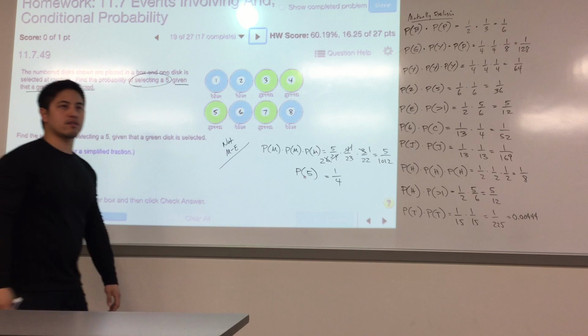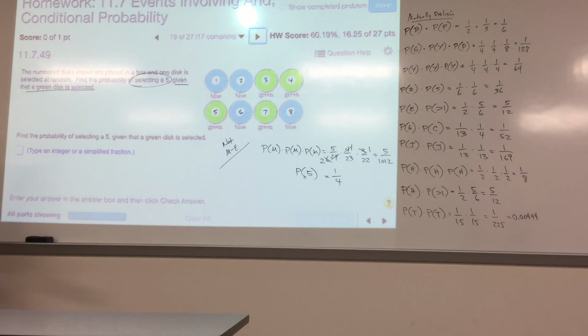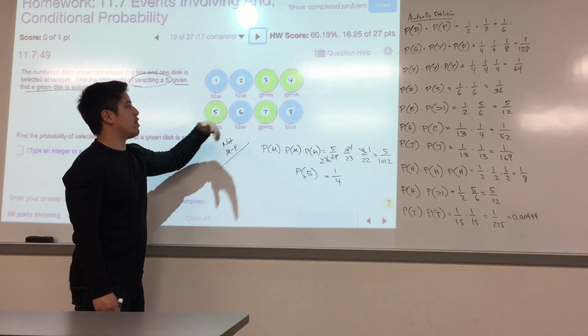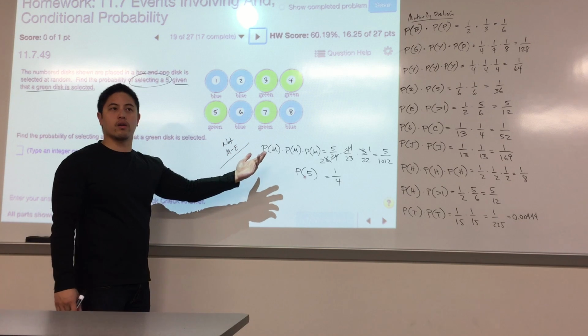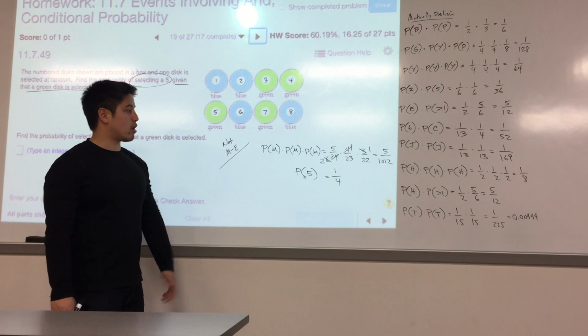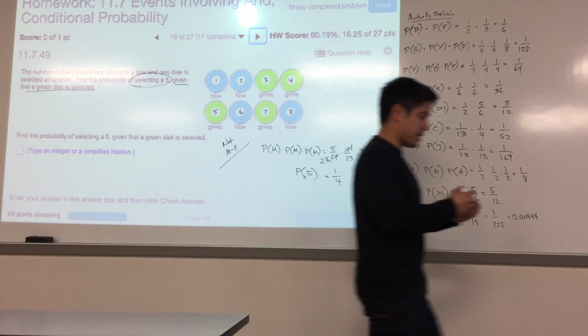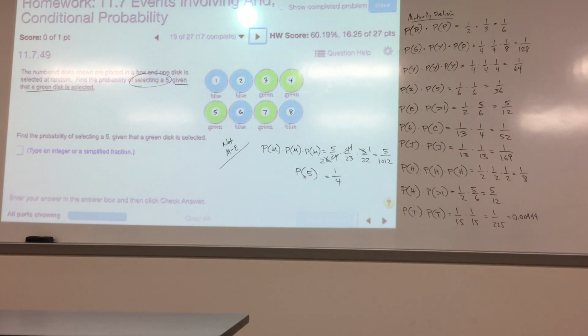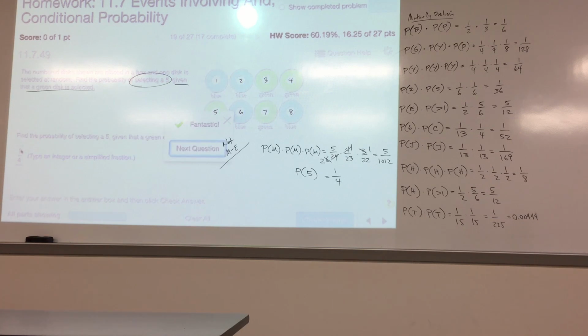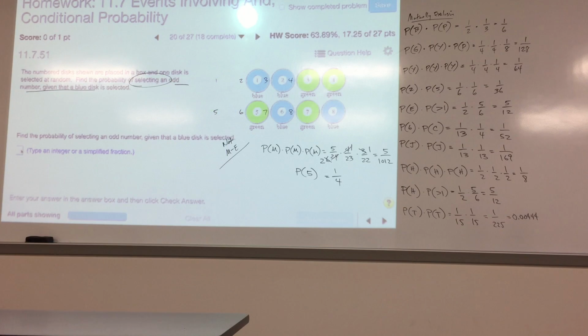Does that make sense, guys? So that's known as conditional. Because once this has happened, you've selected a green, then figure out what the probability of selecting a 5 is. It's 1 out of 4, done. That's it. Okay, does that make sense? It really is that easy. Make sense, guys? Okay, all right, let's keep going.